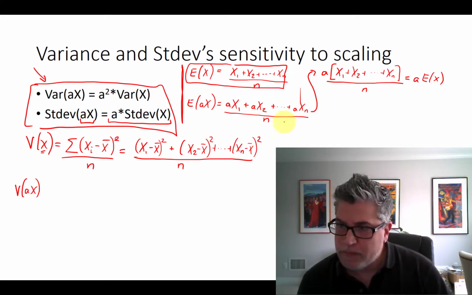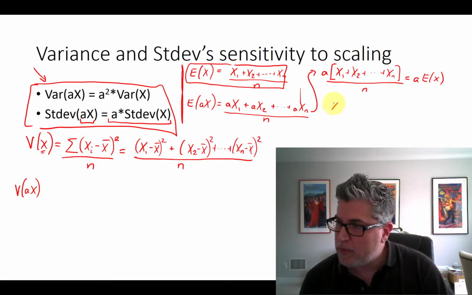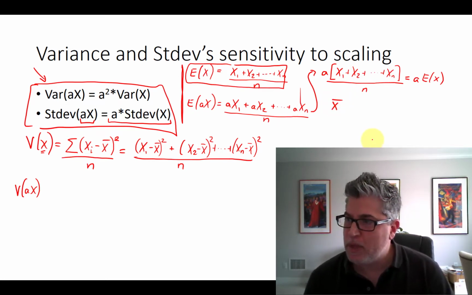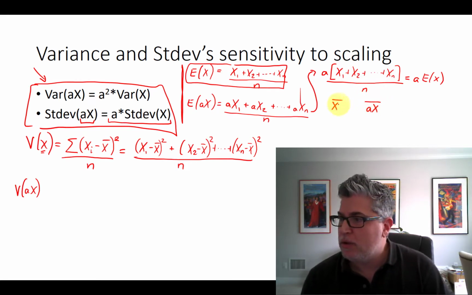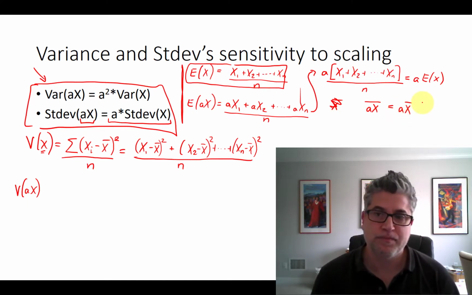Just to put it into this x bar notation, if we have the average of x, but I want to know what is the average of ax, so what is the average of that whole thing, we can just say it's a times the original average of x.